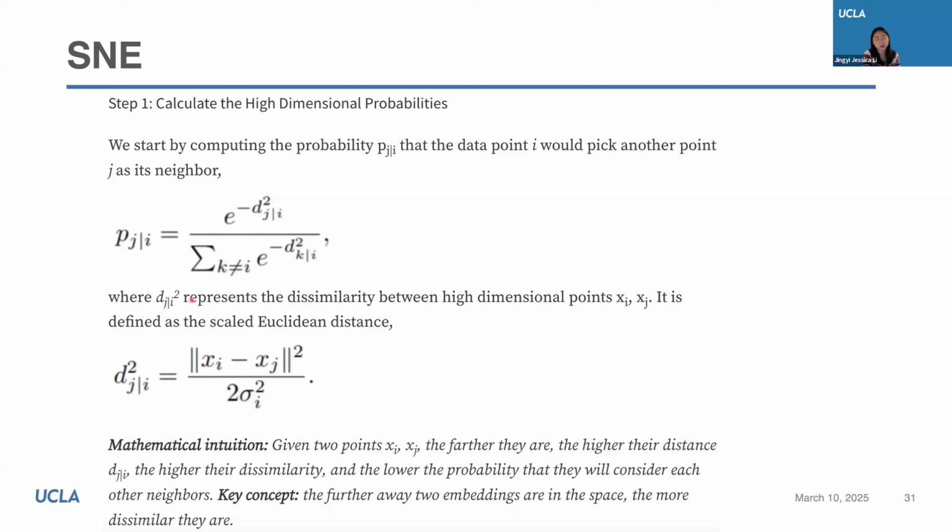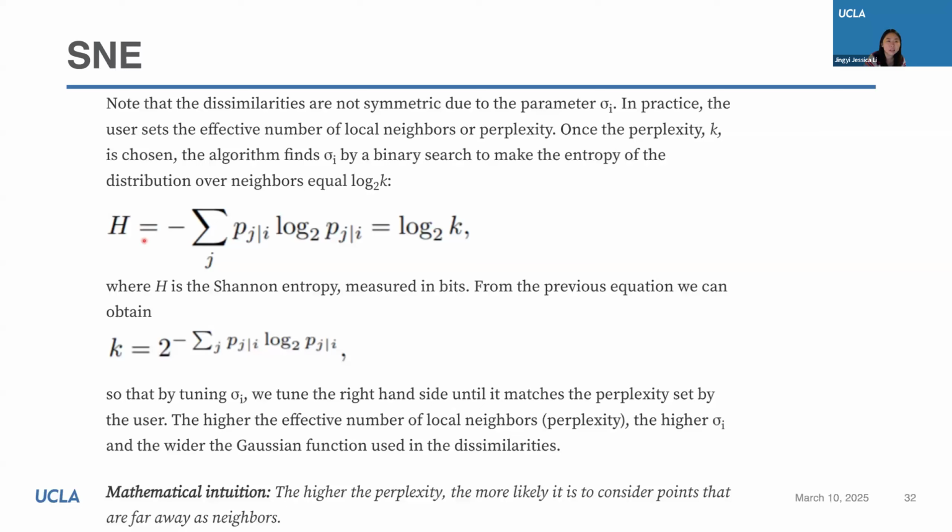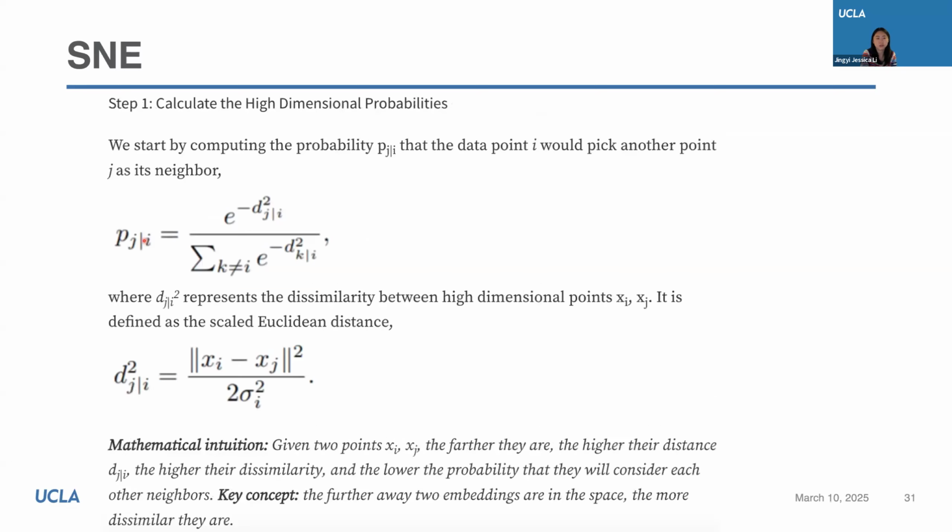Okay, so basically we convert Euclidean distances to some probability where if j is close to i, then j is more likely to be picked as a neighbor. Note that the dissimilarities are not symmetric due to the parameter sigma i. Because that means if you have P j given i and P i given j, they're not the same. They're not equal to each other because D j given i involves the standard deviation of data point i, sigma i squared. And for P i given j, here D i given j will involve sigma j, and that's specific to point j. They may not be equal.